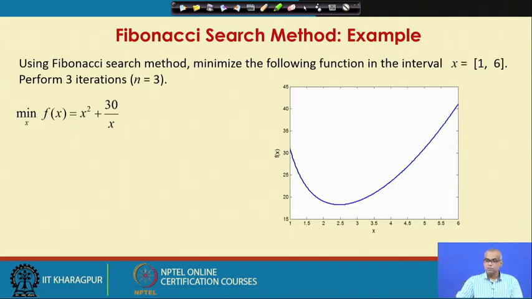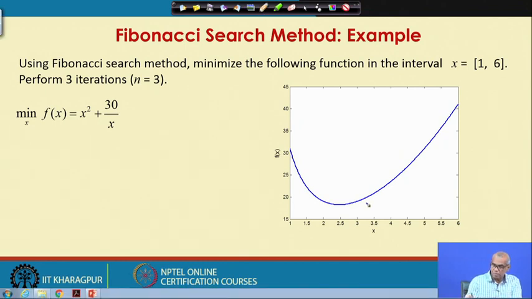Now, let us take an example to understand the working of Fibonacci search method. Let us consider the one dimensional function x square plus 30 by x, and we want to minimize this function in the interval x equal to 1 to 6. You can check that the minimum lies somewhere within 2 to 3.